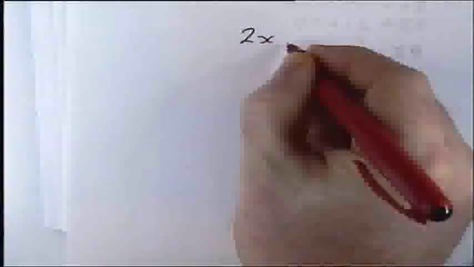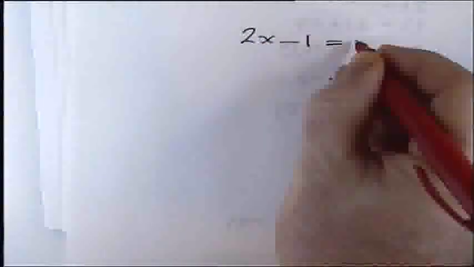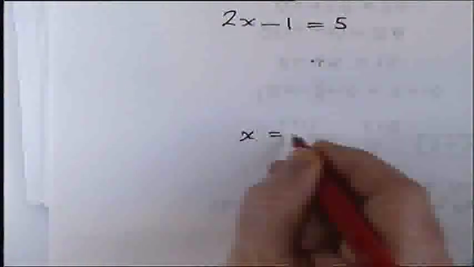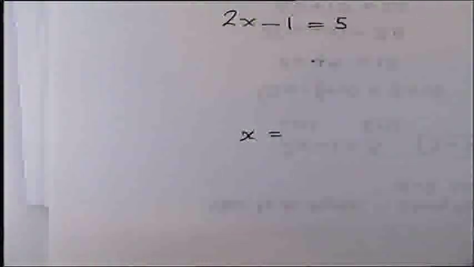So let's get on to some more interesting questions. Let's start with 2x minus 1 equals 5. Now we're aiming somewhere down here to get x is equal to something. Now this is a 2-step equation because there's 2 things that we're going to have to do in order to get x on its own.